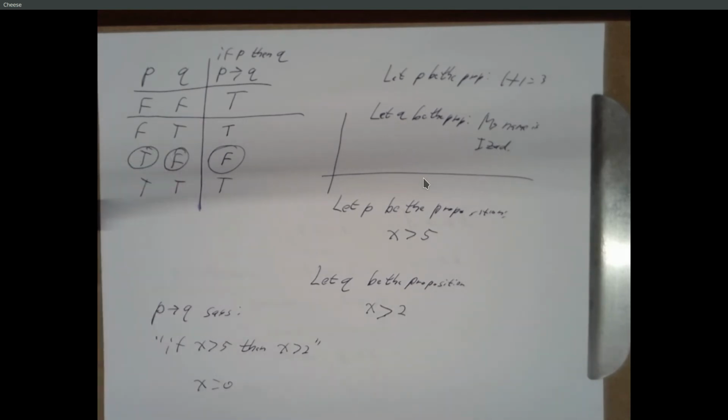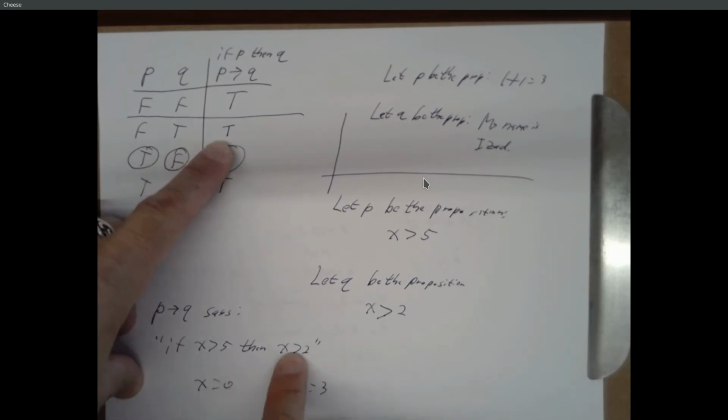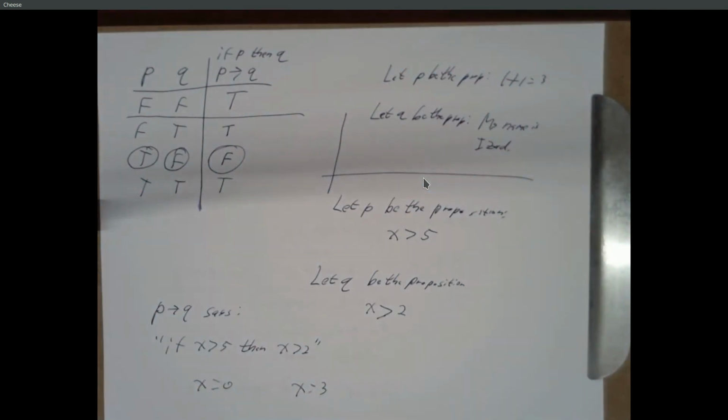And the second row is the case where perhaps x equals 3. So is x bigger than 5? No. Is it bigger than 2? Yes. And in that case, this statement is still true. So these three rows represent all the possible statements we could make for any value of x.